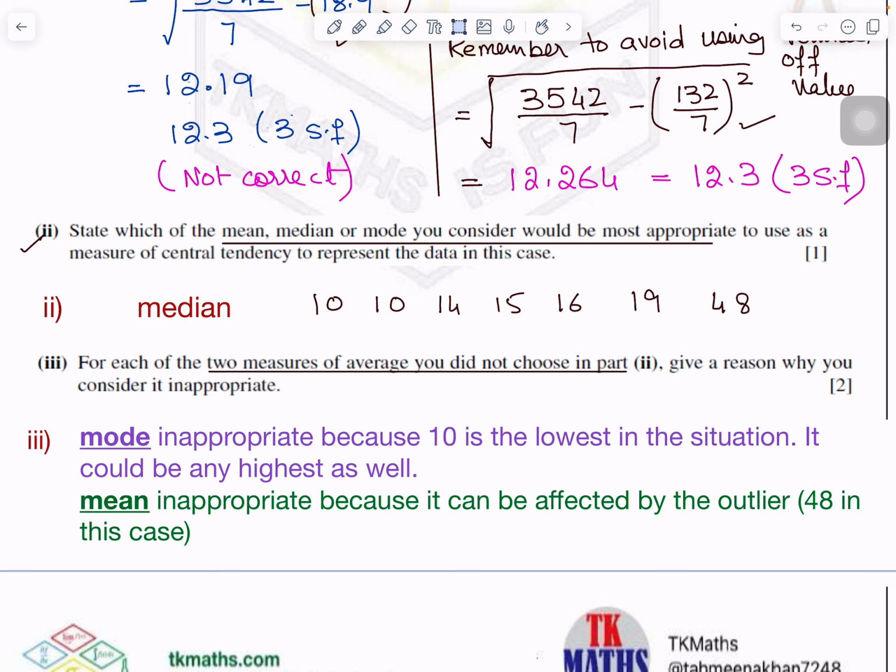Mean, because you know mean is what? Adding up of the data and dividing by the total number. Because of one very high value, which is 48, in this case it will be an outlier. So you will not get a correct central tendency. That's why in this case, median is the right answer. If the question asks you what it is, you can say it is 15, right?